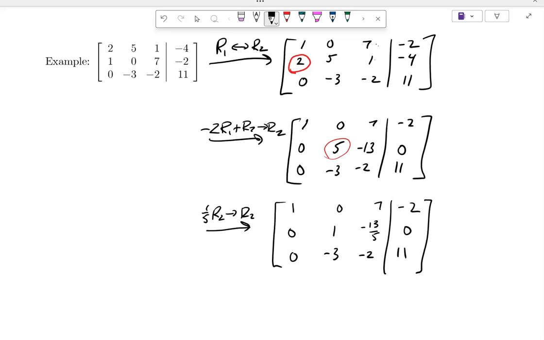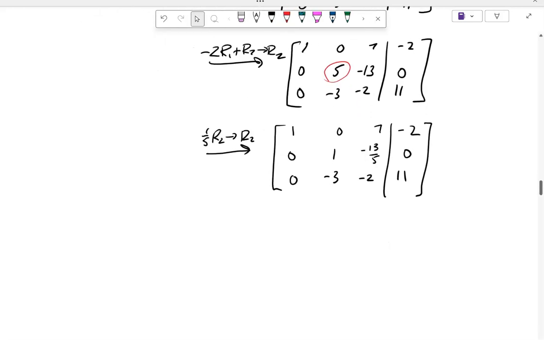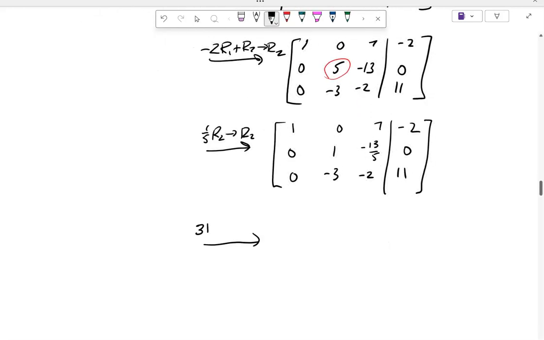That part okay? All right, so again, got a 1, got zeros, got a 1. Next step is get zeros, right? So I need to make this negative 3 go away. What do I need to add to negative 3 to make it go away? 3. So we'll take 3 times row 2 added to row 3, replace row 3.